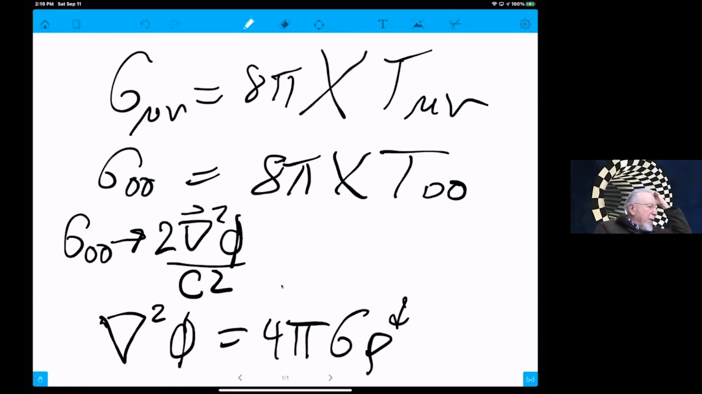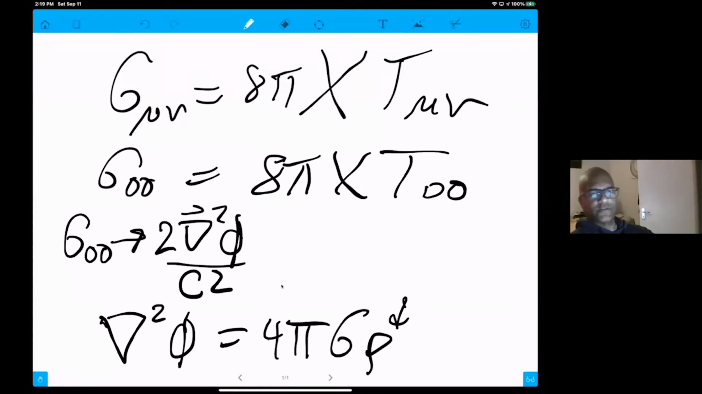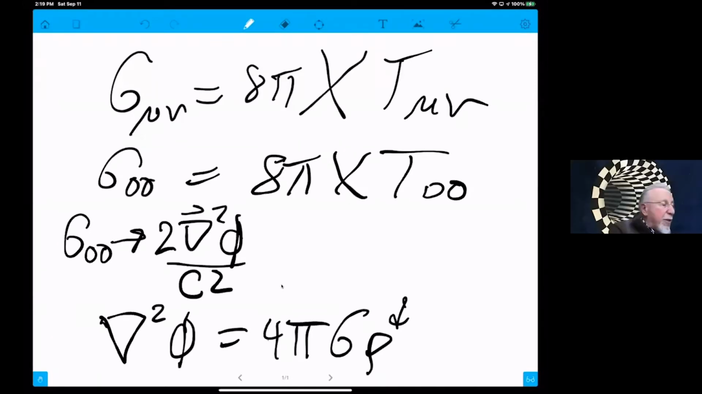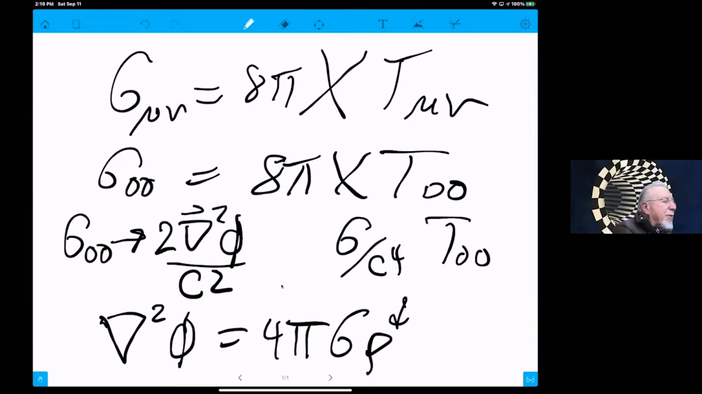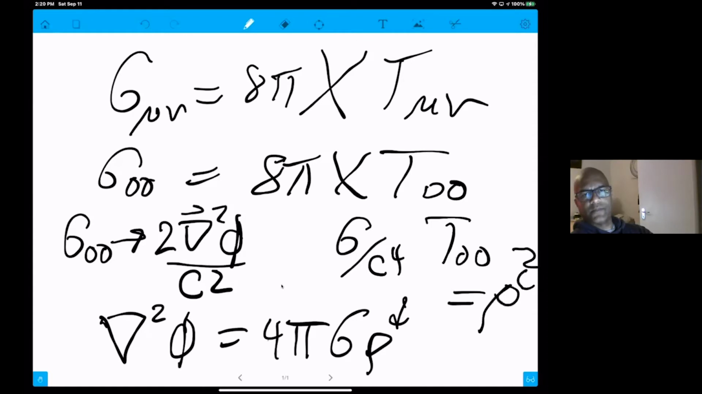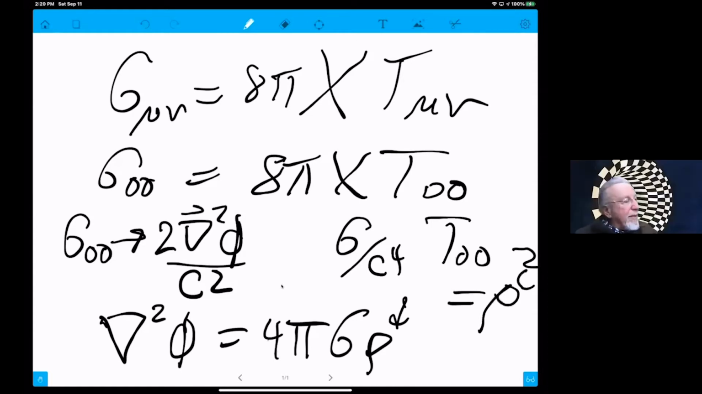In order to get that to agree, if you do the math, you take G over C to the 4th. He's got a C squared in there, and because T 0,0 is equal to rho C squared. So that's how we got it. But the C is purely empirical.